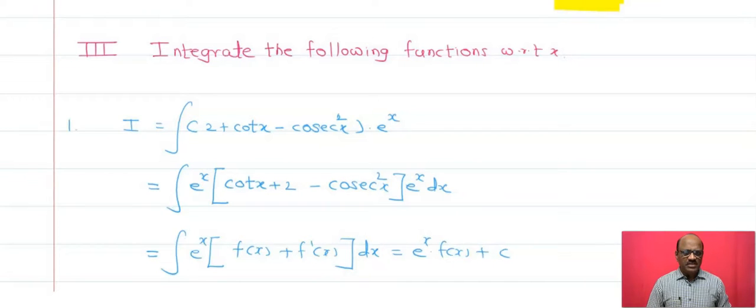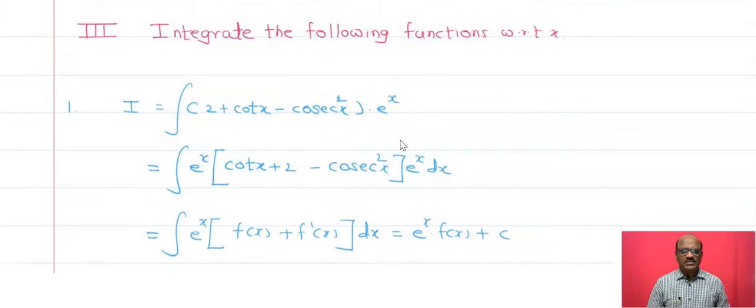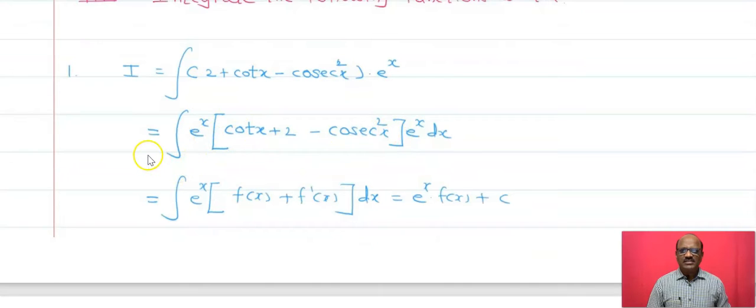Now question number 3. Integrate the following functions with respect to x. First example: I is equal to the integral of (2 plus cot x minus cosec square x) into e raised to x. Now it is written like this: integral e raised to x (cot x plus 2 minus cosec square x). I had repeated e raised to x here by mistake. Therefore we can write here e raised to x.